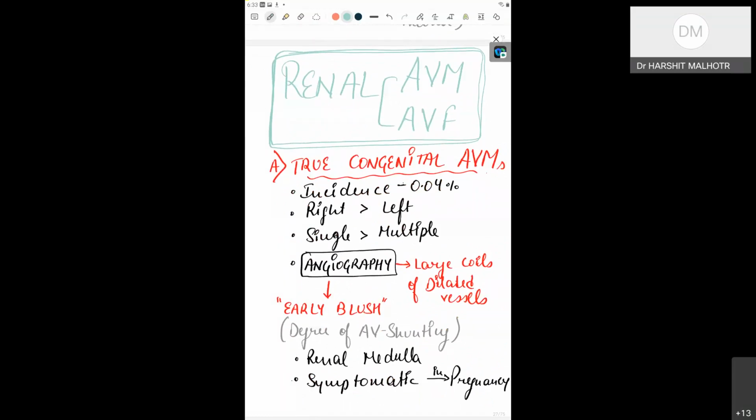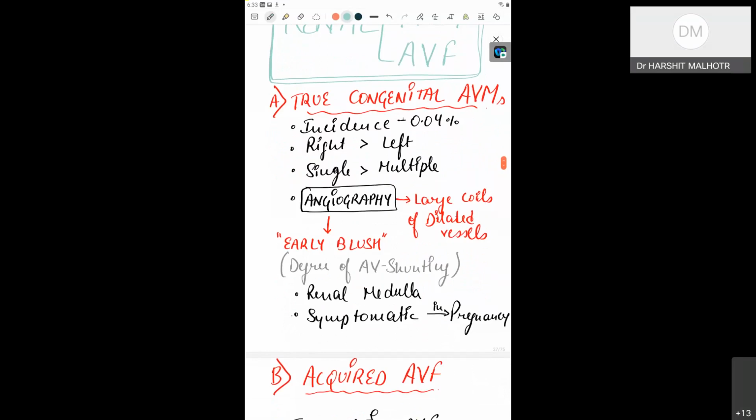And typically on angiography, which we see in any arteriovenous malformation, we see large coils of dilated vessels. Since it is an arteriovenous malformation, there is AV shunting which is happening. So when we do an angiography, whenever dye is given, there is early filling of veins. That is, there is early blush. So we see filling up of IVC even in the arterial phases. And the more the degree of AV shunting, the earlier is the blush which is noted in angiography, which is the diagnostic test.